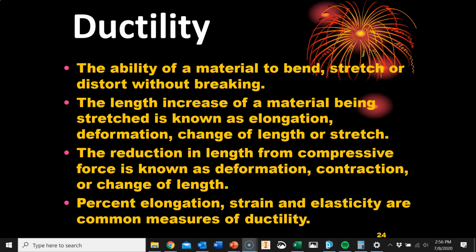Ductility, the ability of a material to bend, stretch, or distort before it breaks, before the material fails. The length increase of a material being stretched is known as the elongation, deformation, or the change of length or stretch. The reduction in length from compressive force is also known as deformation, contraction, or change of length. The percent elongation, strain, and elasticity are common measures of ductility.